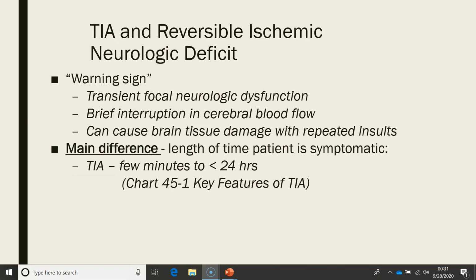First, we're going to look at a TIA, which is a transient ischemic attack, and it is a reversible ischemic neurological deficit. It's a warning sign. It's a transient focal neurological dysfunction. It is a brief interruption of cerebral blood flow. The main difference between a TIA and a stroke is the length of time the patient is symptomatic. A TIA is a few minutes to less than 24 hours, and a stroke without proper treatment is irreversible. Chart 45.1 looks at the key features of a TIA.